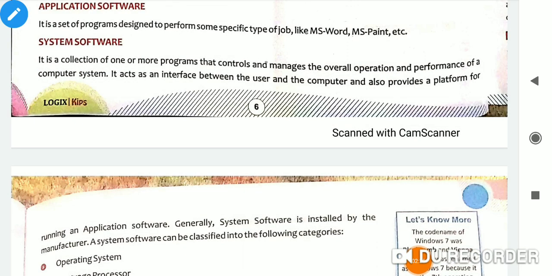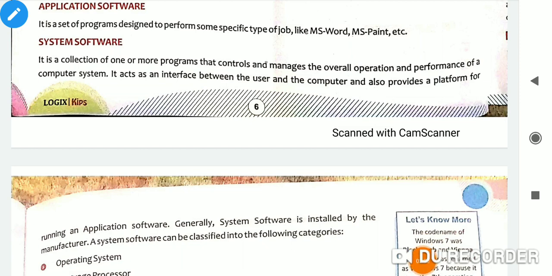Now the second type of software is called system software. What is system software? System software is the software which is used to control and manage the overall operation and performance of a computer system. It means without system software you cannot use your computer. Basically it acts as an interface between the user and the computer, and it also provides the platform to run any application software.